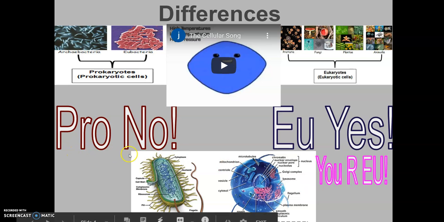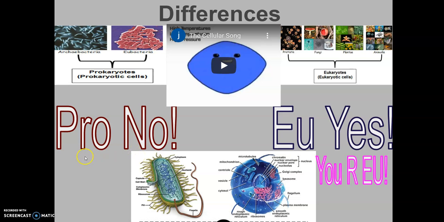What I like to say is pro-no. Pro-no. And when we're talking about pro-no, we're talking about no mainly to a nucleus. They don't have a nucleus, don't have one. So if you're looking at a prokaryotic cell and you're expecting to see this little dark spot that's a nucleus, you're going to be disappointed because they don't have any. Eukaryotes is yes. U is yes. Eukaryotic cells have a nucleus.